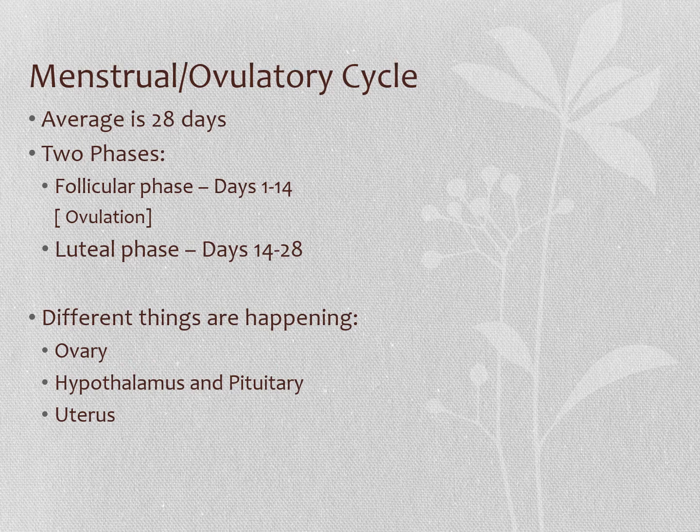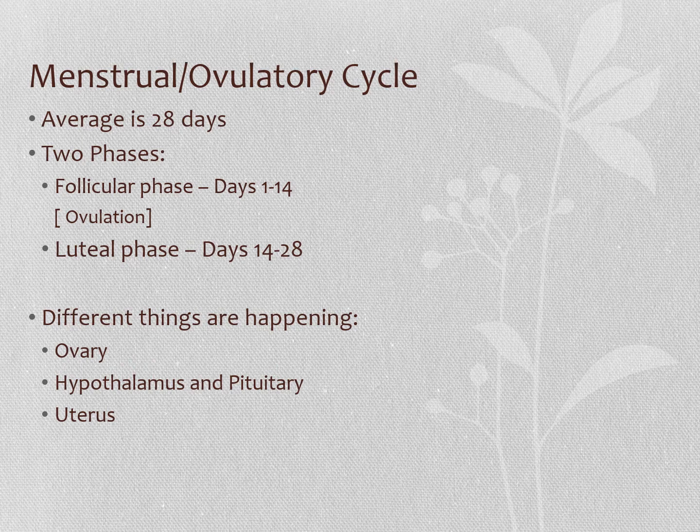It's divided into two phases. The first phase, which is for the first 2 weeks, is called the follicular phase. Then ovulation will occur, which separates the two phases, and then we enter the luteal phase, which will be the second 2 weeks. And during these phases, different things are happening in the body in terms of the ovary, in terms of both the oogenesis and maturation of the oocytes, and in terms of hormone production.